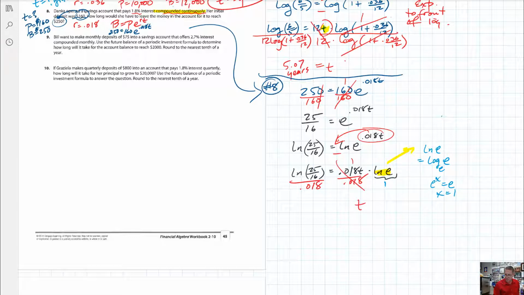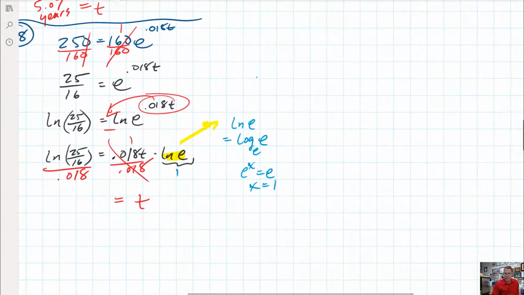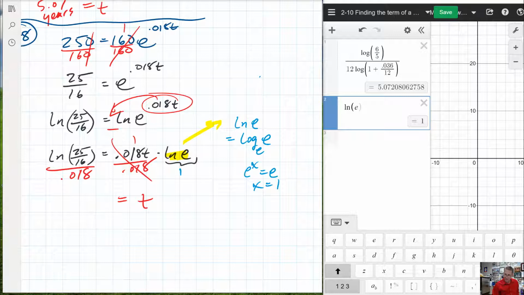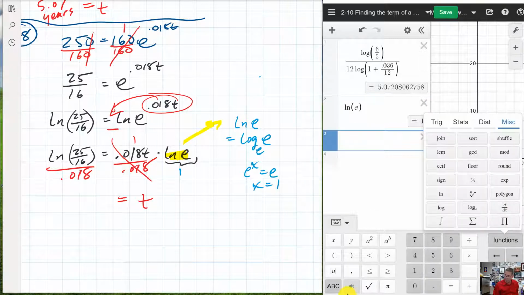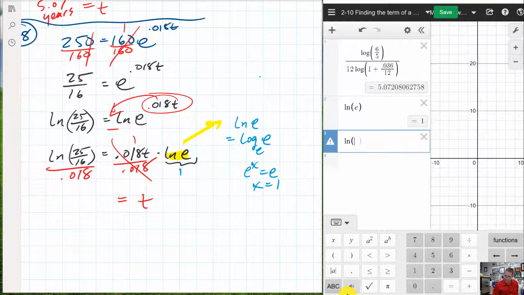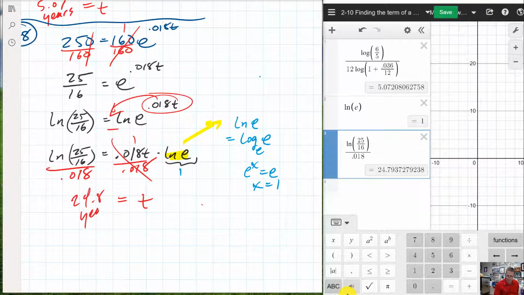Okay, so we get t is equal to something here. And once again, we go to Desmos and we work it out. So just type in the natural log, ln stands for the natural log, of 25/16. You want to divide that by 0.018, and you get about 24.8 years. So 24.8 years. There we go.